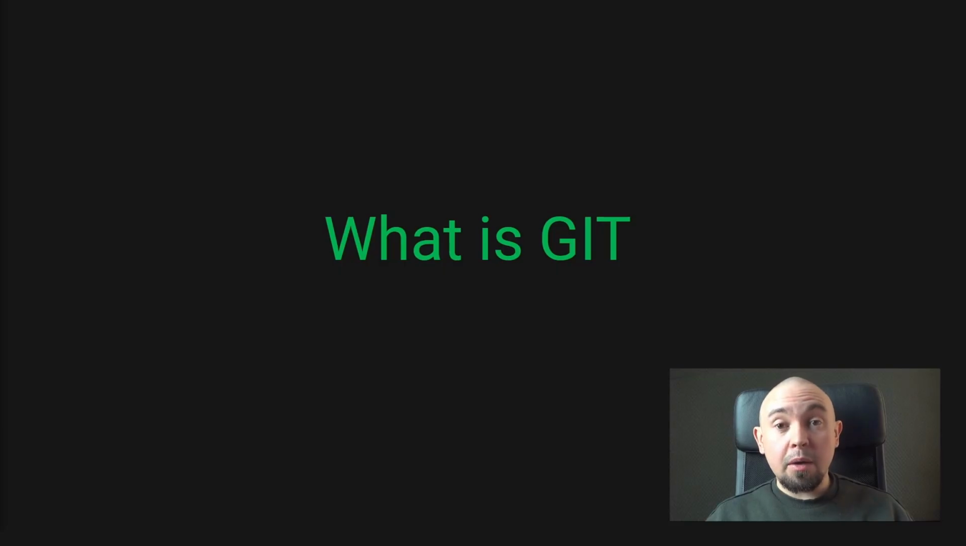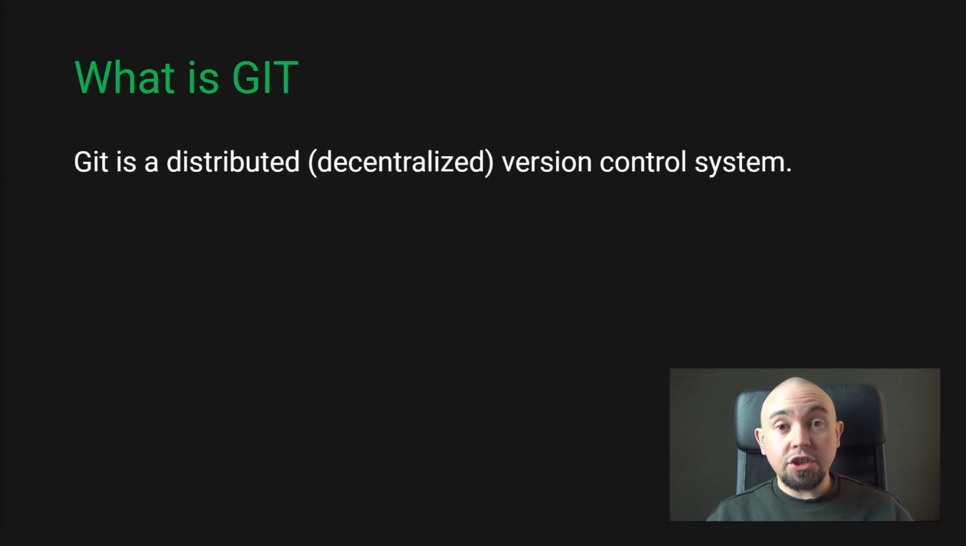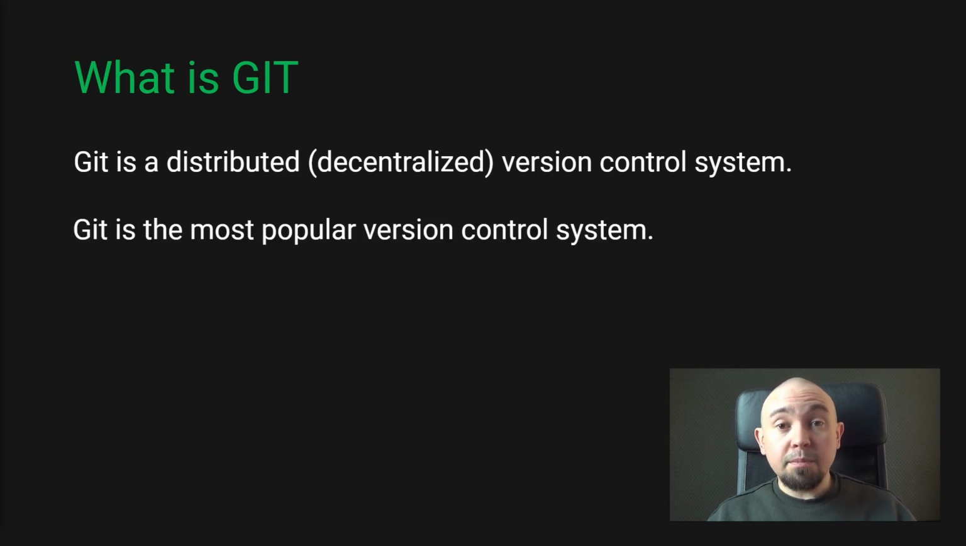Now let's talk about what Git is, very generally at first. Let's move in slowly. Git is a version control system. What is very important? A distributed, or in other words, a decentralized version control system. It's about the way this version control system works. Git is also the most popular version control system, which also means that it is not the only one.